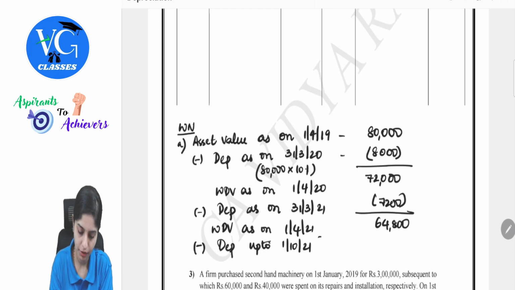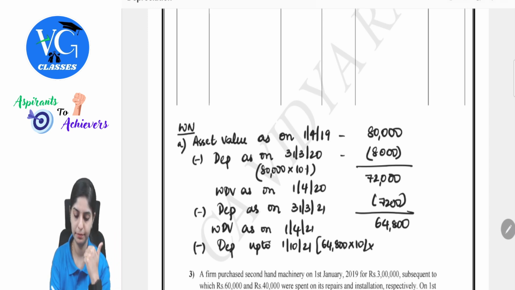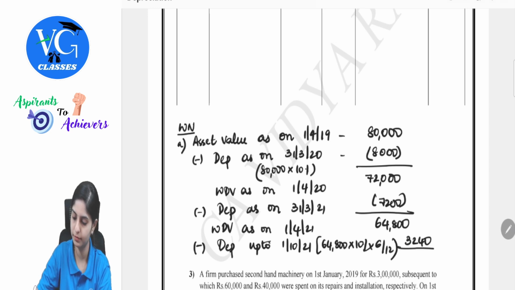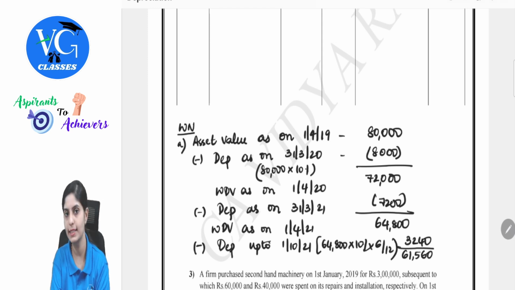So on 64,800, 10% into how many months? April, May, June, July, August, September. 6 by 12. So this will be 3,240. 61,560. This is the WDV of the asset on the sale date.